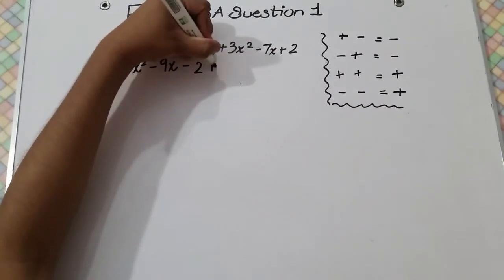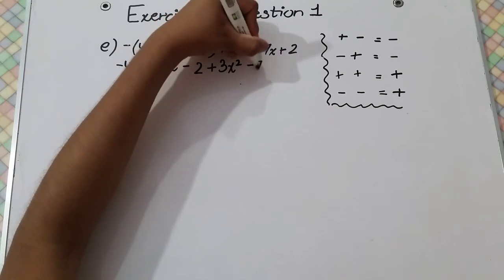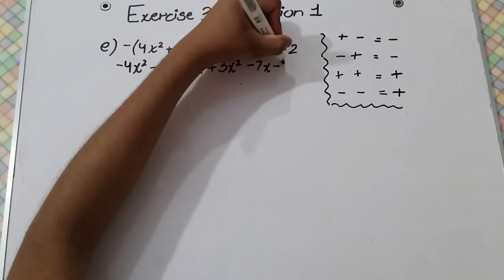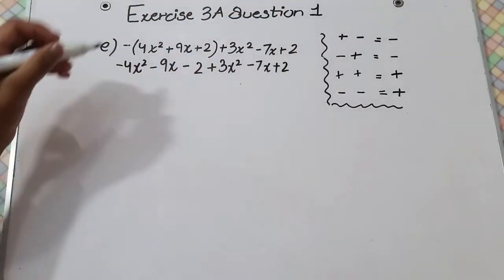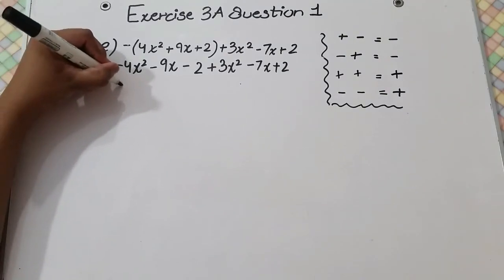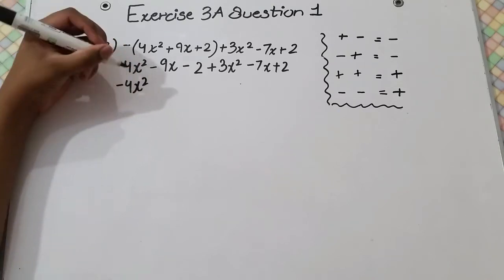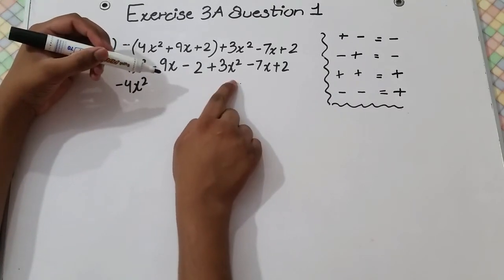So now we are going to write the whole expression as it is, that is 3x square minus 7x plus 2. Now we are going to gather the like and unlike terms, that is first we are going to write minus 4x square and then plus 3x square.